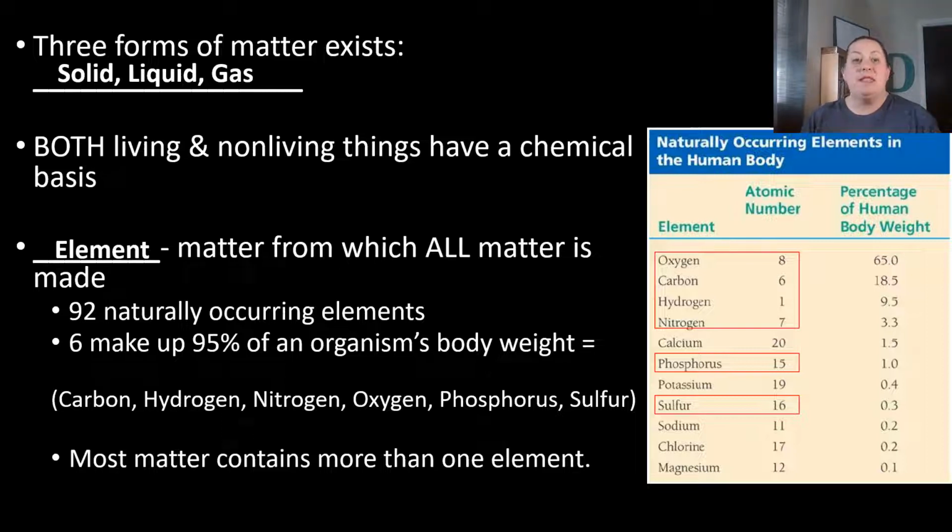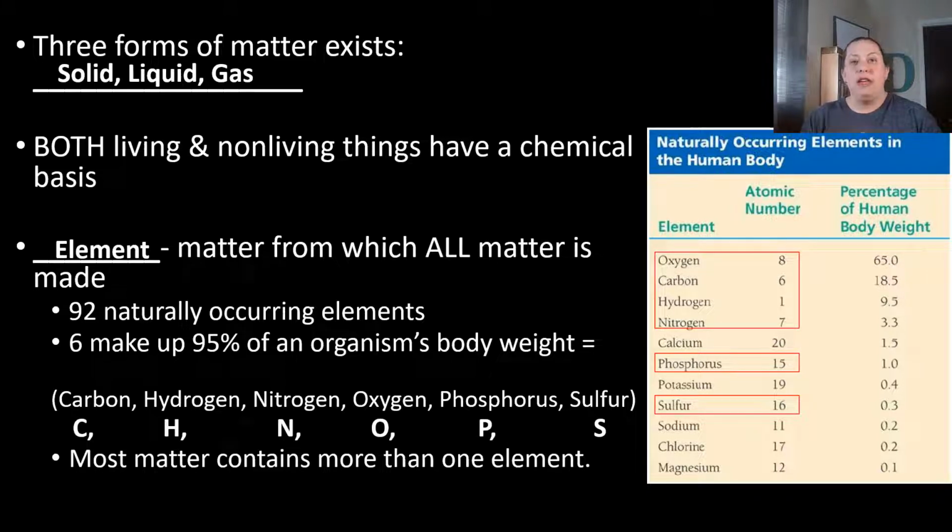6 of these make up 95% of an organism's body weight. Those 6 include carbon, hydrogen, nitrogen, oxygen, phosphorus, and sulfur. However, they're important for all living organisms. Most matter contains more than one element. You have to have more than one element a lot of times to make up something. Sometimes it is one, but a lot of times you have to have more than one.